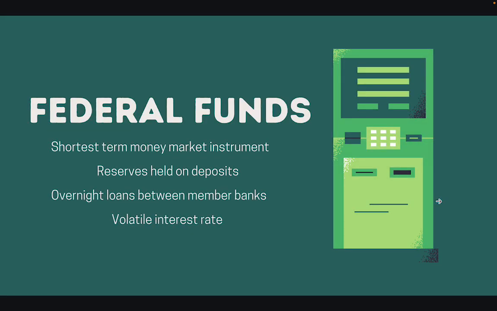Federal funds, I talked about them a little bit. They are the shortest term money market instrument. Reserves are held on deposits. They're overnight loans between member banks, and they have extremely volatile interest rates. So obviously they're the shortest term because they're literally overnight, while you and I are sleeping.